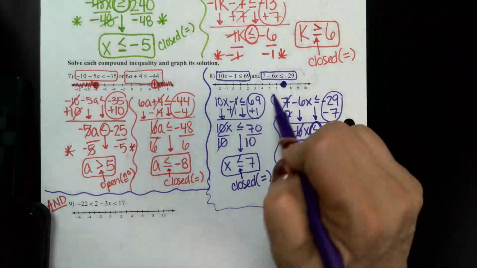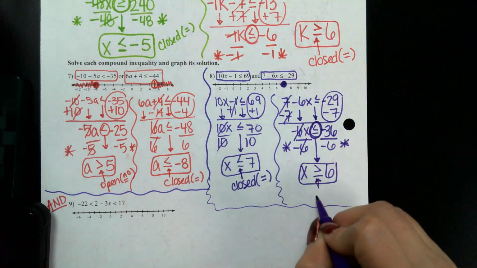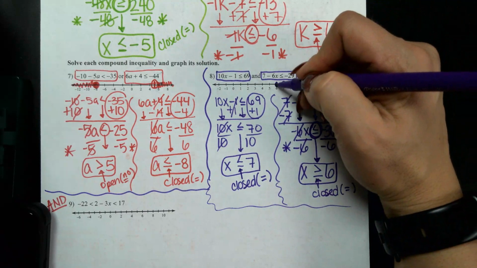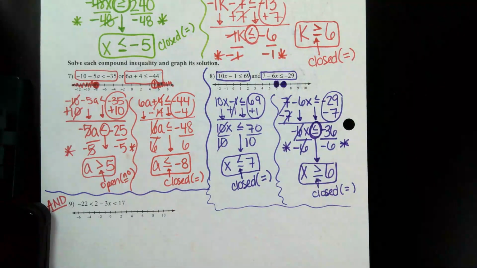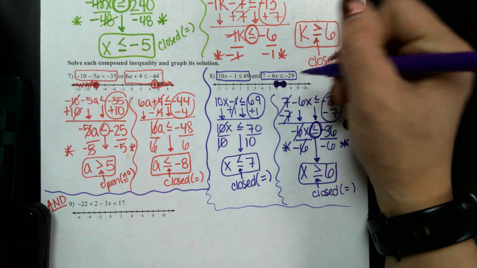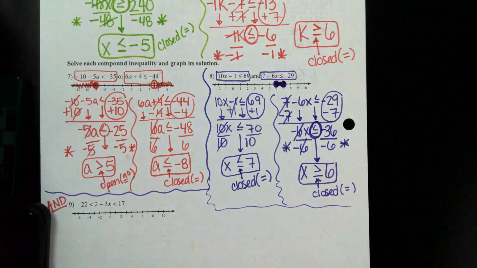That one is closed because of the equal sign. So then you've got positive 6. Here's one of those problems where the two answers were side by side, and then where's the shading? In between them. So not very much to shade there.